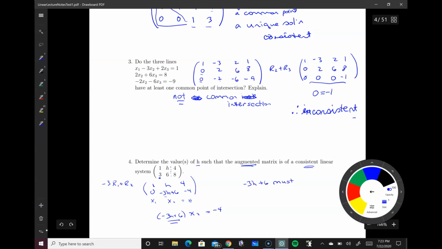Must not be 0. If it was 0, that would give me 0 equaling negative 4, and that would be inconsistent. So I need to solve for h, and you can see that you'll get h is equal to 2. So all the values of h that make this consistent are all real numbers except h equal 2.